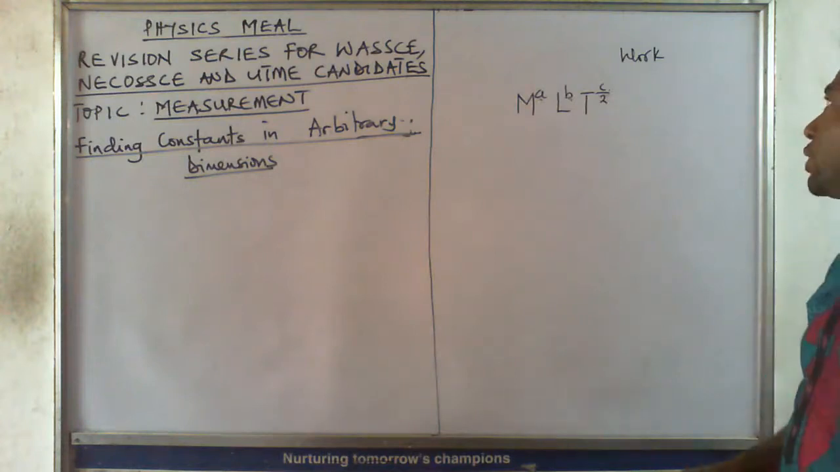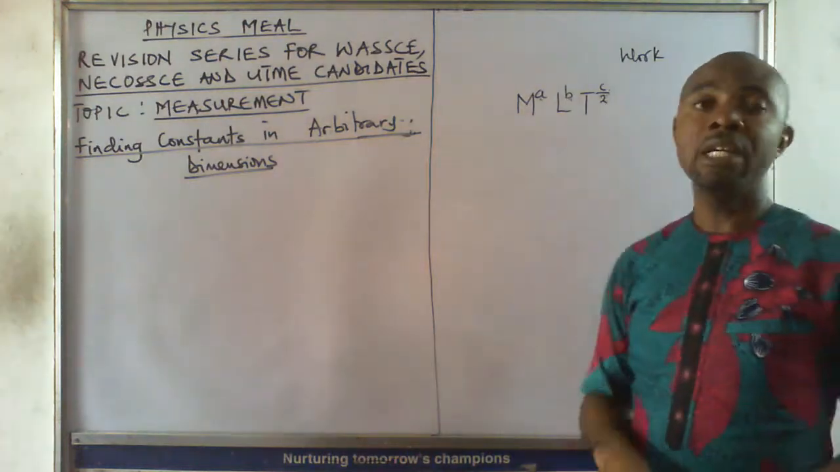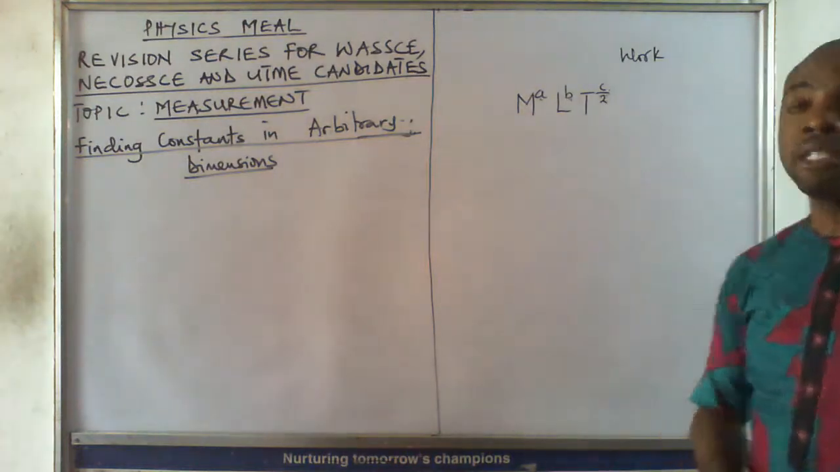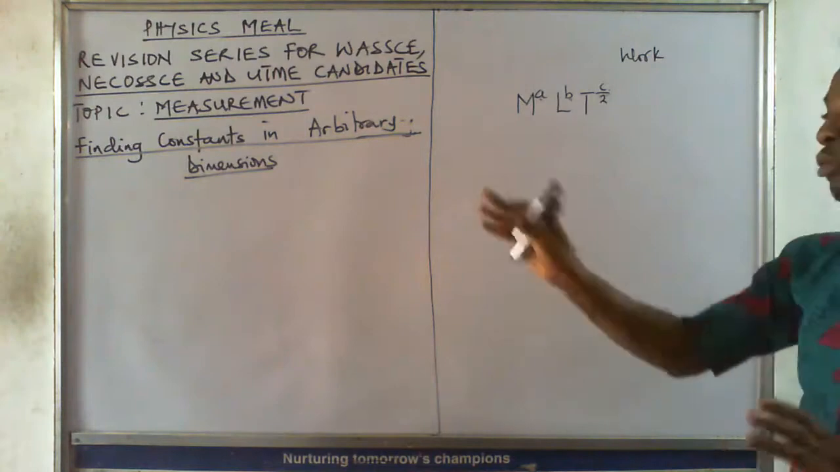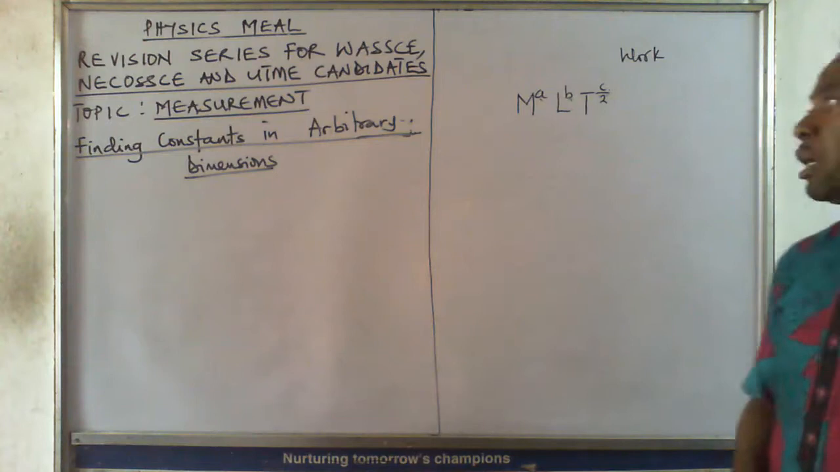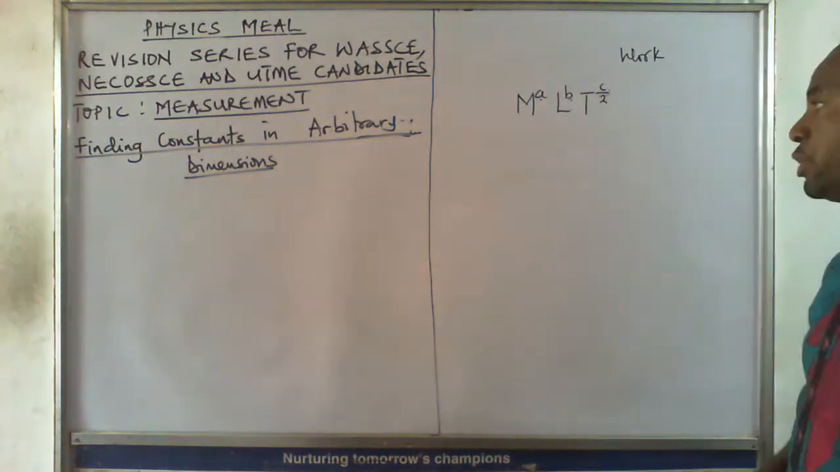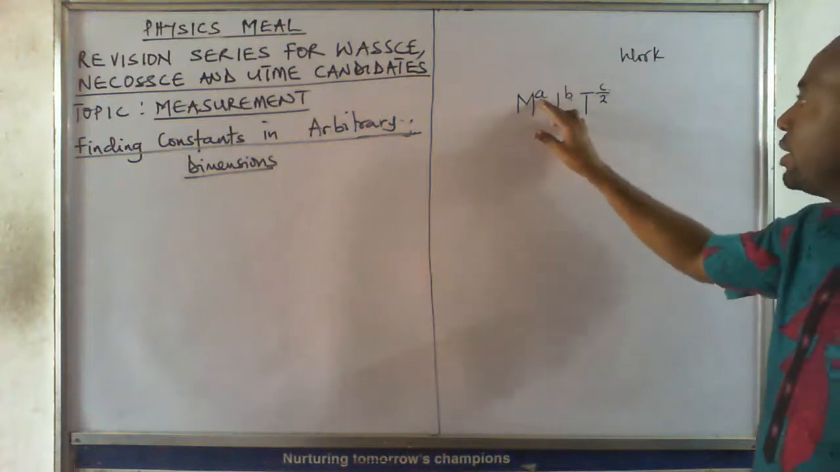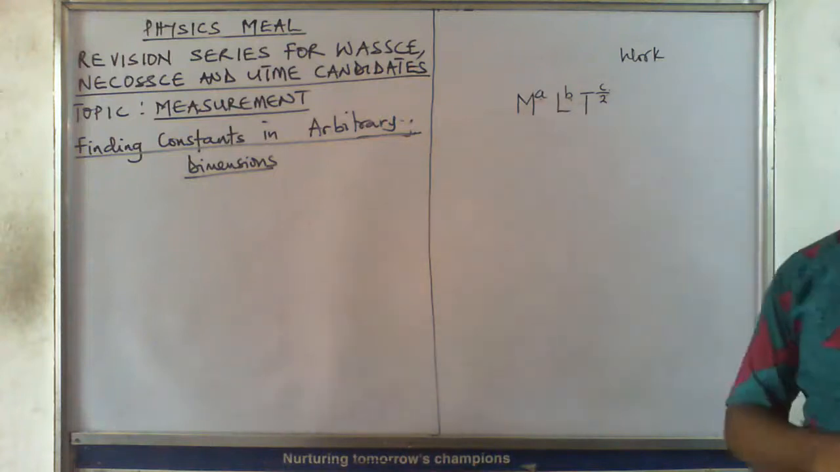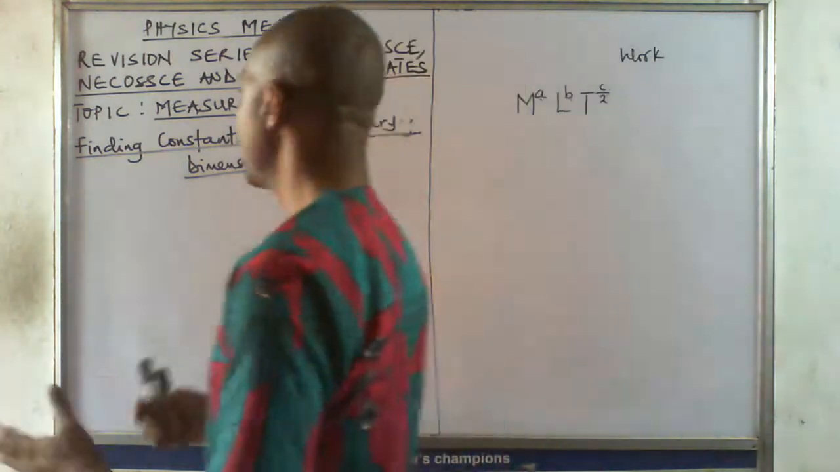So when you have a dimension that is not well specified, then that dimension is an arbitrary dimension. And our business is to find a constant in those arbitrary dimensions. That's what we want to consider in this last aspect of measurement, as it concerns quantities, dimensions, and units. So how do we go about finding these constants in any arbitrary dimension? That's our focus.